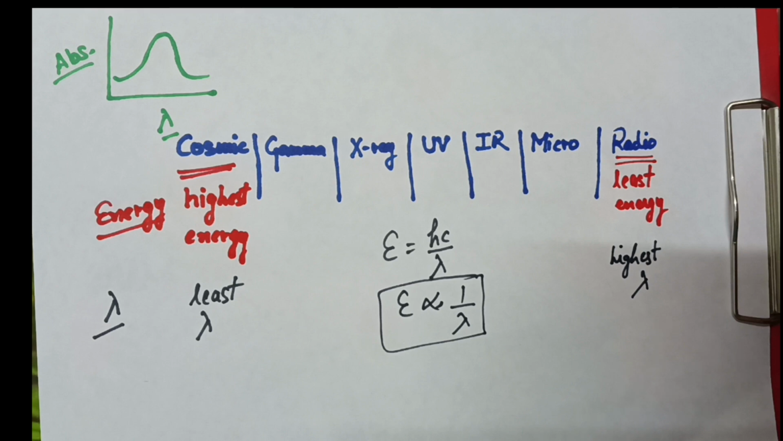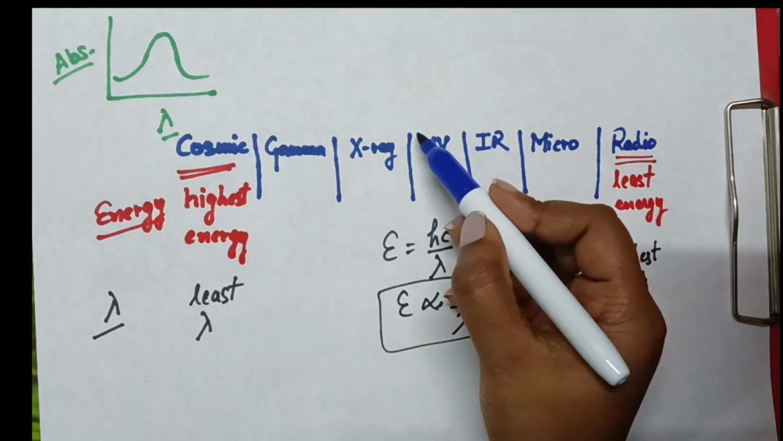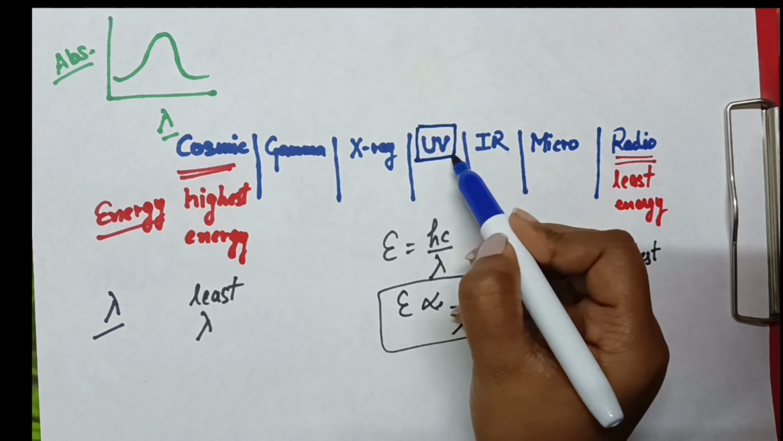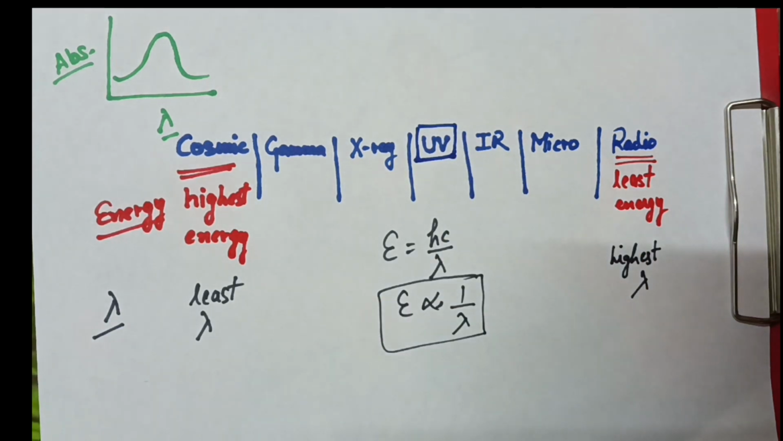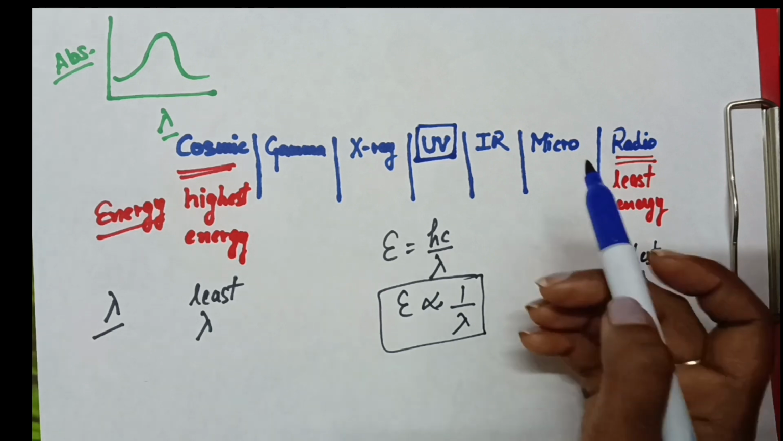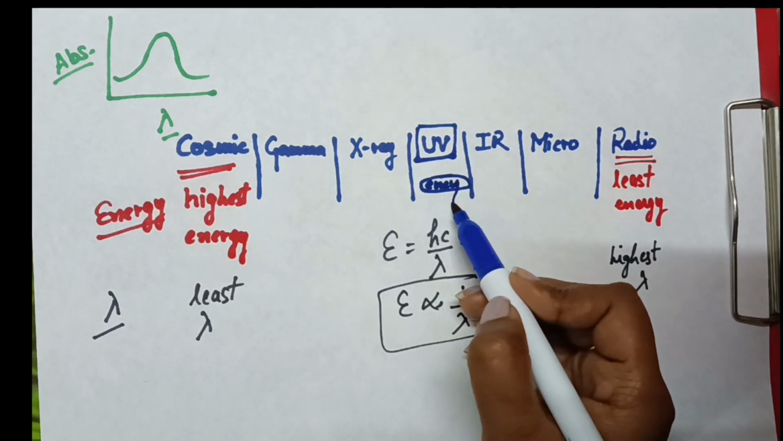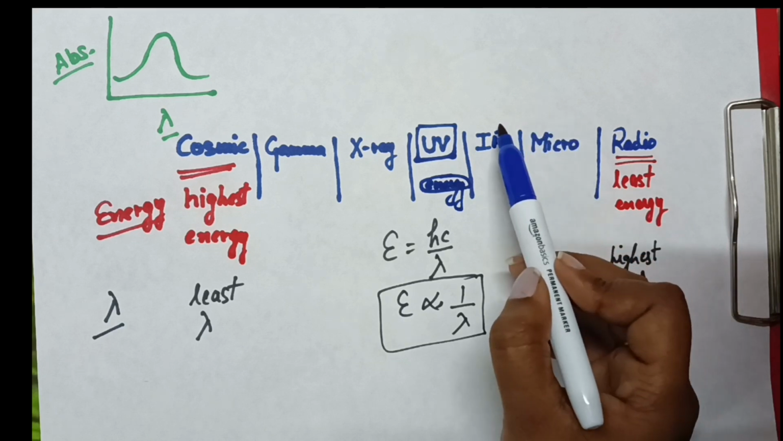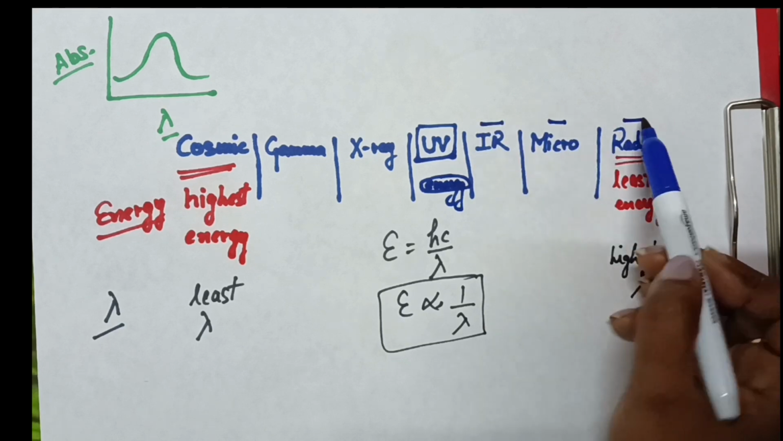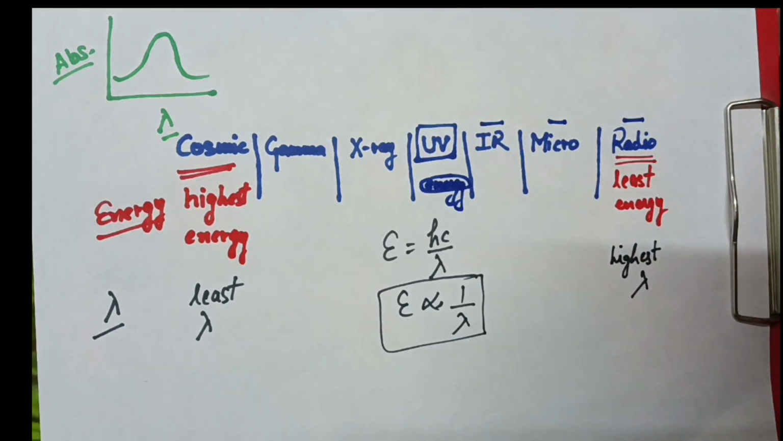Now, if we are operating in the UV region, we are talking about UV spectroscopy. So if we are operating in the UV region, then it will have some energy which is higher than that of IR, microwave, and radio waves. Right? This is a very important concept. We need to understand this very thoroughly.